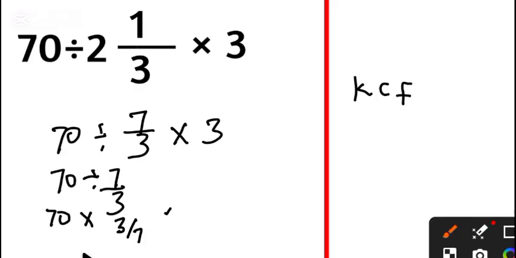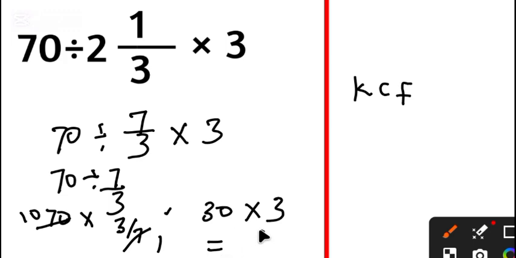Okay? So, this 7 will cancel this 7 will give us 1. 7 will cancel the 70, it will give us 10. 10 times 3 will give us 30. Alright? Remember we have multiplication here and the 3 there. Now 30 times 3 equal to 90. This is the correct answer.